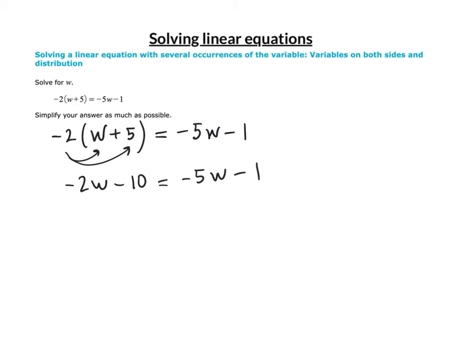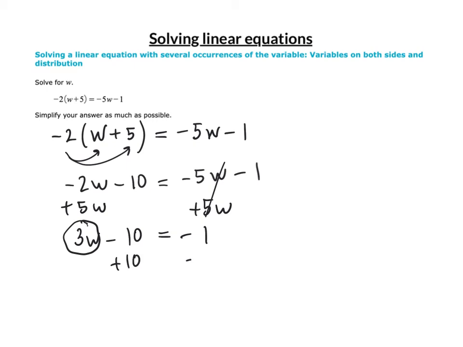Rather than add 2w, let's add 5w. But either way would work fine. These drop out. Negative 2 plus 5 is positive 3w minus 10 equals negative 1. I'm going to get the 3w by itself. That way I can divide by 3 as my last step. So to get the 3w by itself, we'll add 10.